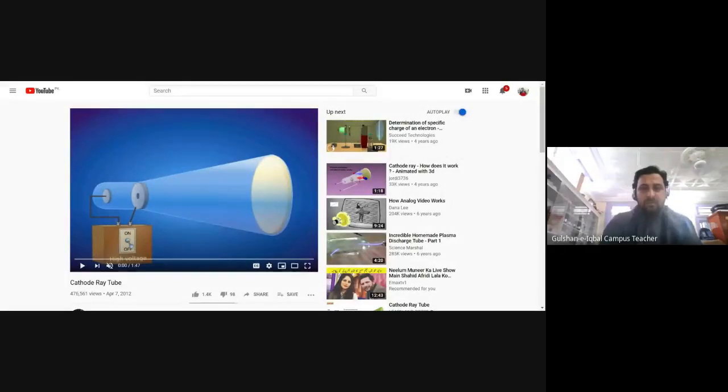Now see, this was the kind of setup which they presented. Here is a high voltage. You can see electrodes are present. Now they are going to turn it on. When they turn it on, the current starts flowing. You will see that the rays are being emitted, and the rays go and strike the fluorescent screen. As they strike the fluorescent screen, it is producing a green glow over here.